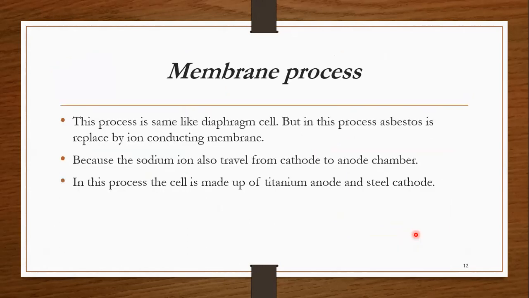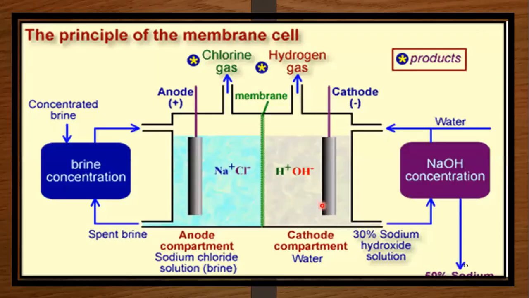The last one is the membrane cell. This membrane cell is the same as a diaphragm cell, but the main difference is that in the diaphragm cell we use asbestos, but in the membrane cell we use a membrane. In this process, asbestos is replaced by a conducting membrane because the sodium ion only travels from the anode to the cathode chamber. In this process, the cell is made up of a titanium anode and a steel cathode.